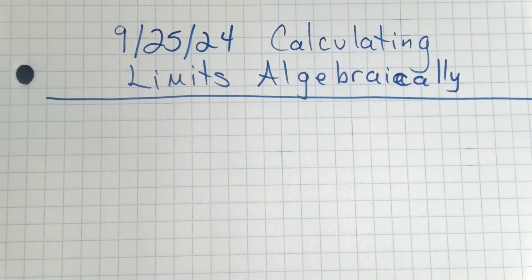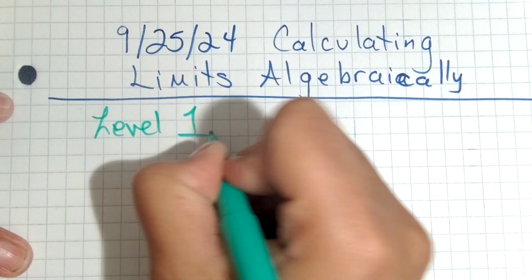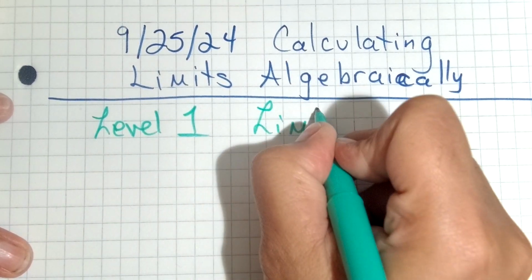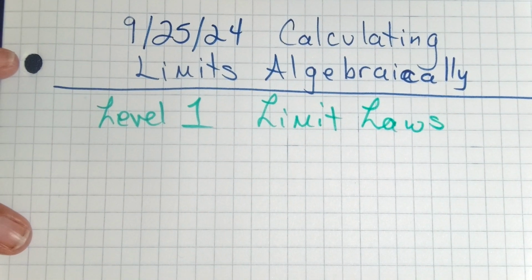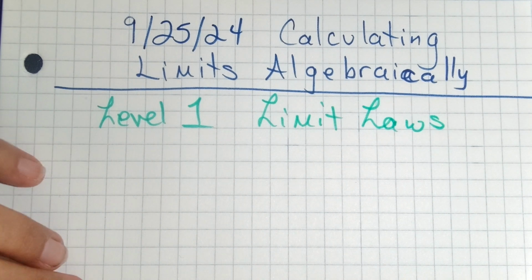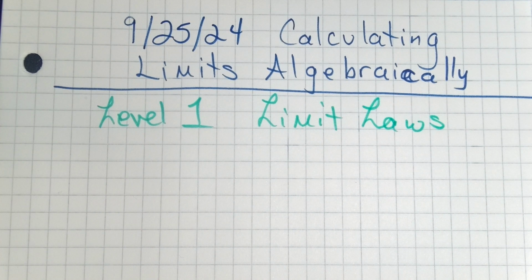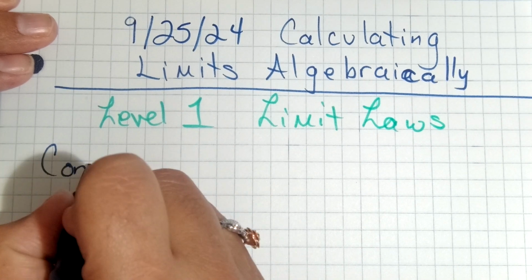The first laws are mostly level 1 laws. These are mostly level 1 laws, but we can use them for level 2 and level 3 also, okay? I'm going to give you the rule, the name of the rule, the math, and then an example. So the first rule is the constant rule.